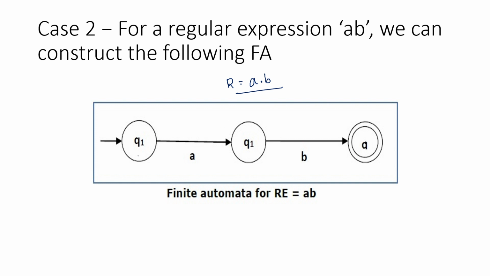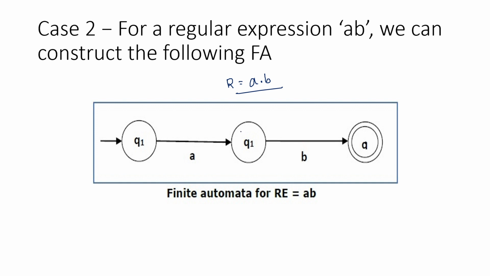If you are in the initial state, for A you will be in some state, and then if you get a B you will be in a final state. But obviously this is not a complete DFA. The reason is that I have not shown what to do if you are in Q1 and you get a B.